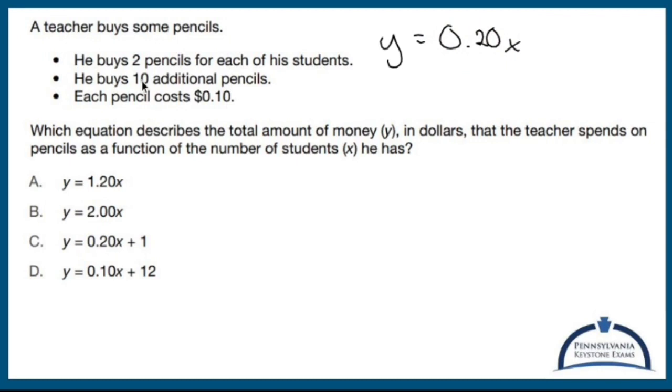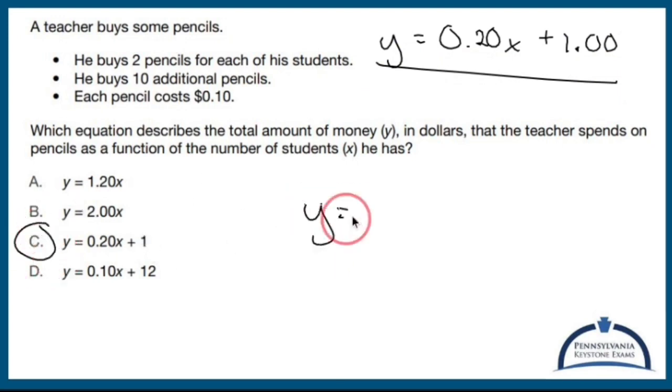On top of that, he buys 10 additional pencils. So not having anything to do with the students, he spends 10 times a dime, which is $1 on pencils. So I guess you're trying to find out just the equation, it looks like. So it looks like the only one that matches up is C. It's just that instead of writing it out as $1, they said 20 cents per student plus $1.